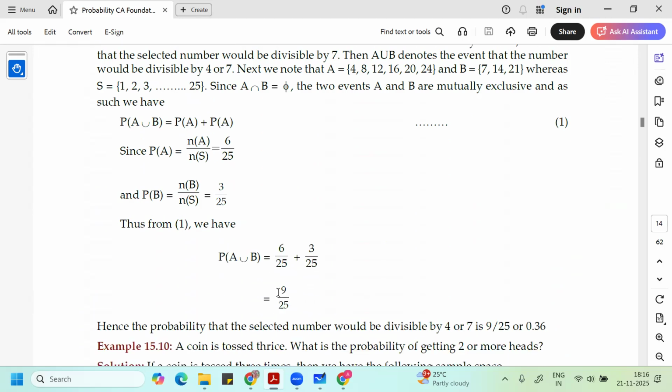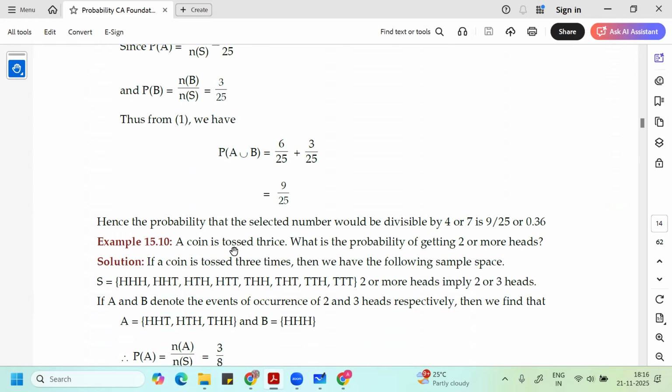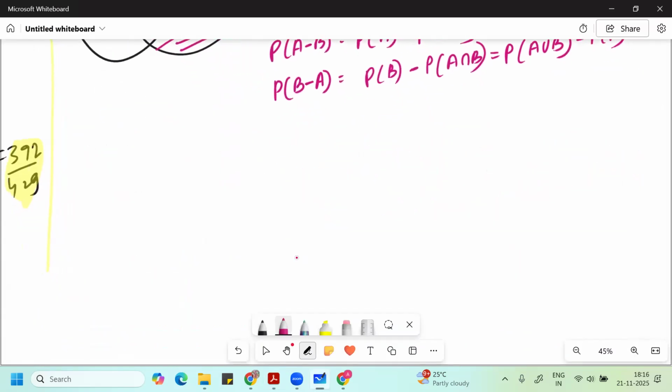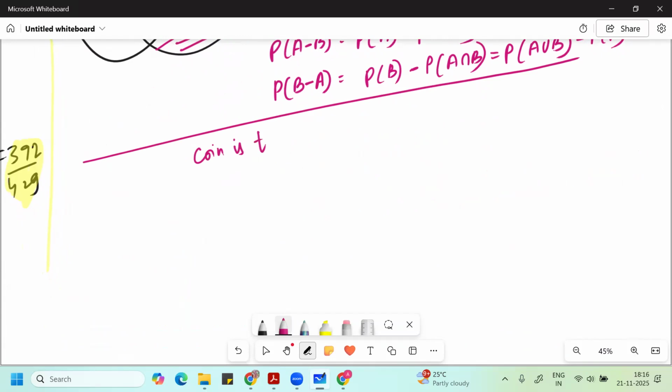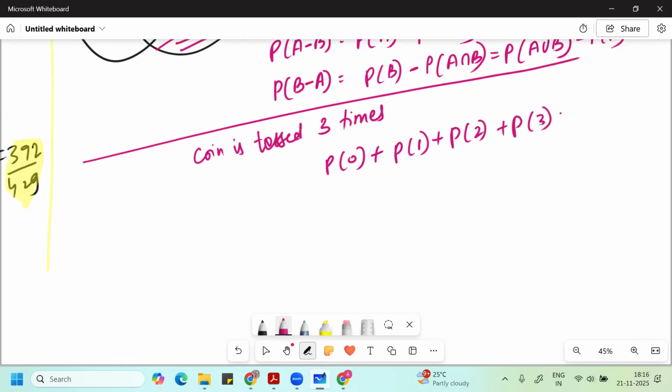Next question, a coin is tossed thrice. If you toss a coin three times, there would be eight outcomes. You'll get either zero head, or one head, or two heads, or three heads, and the total probability will be equal to 1. Zero head means all tails, and this would be 1 by 8.